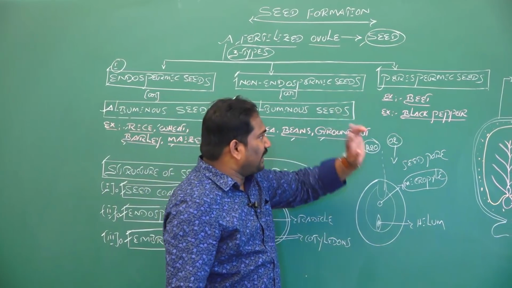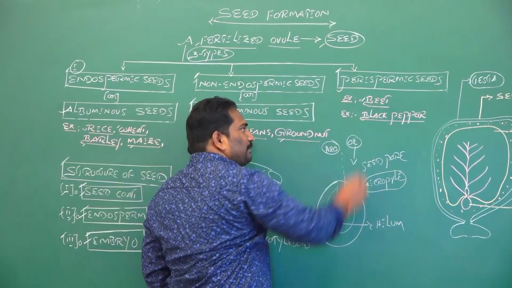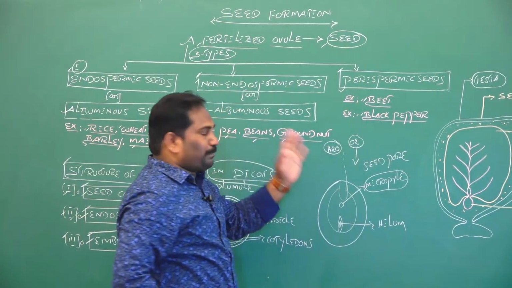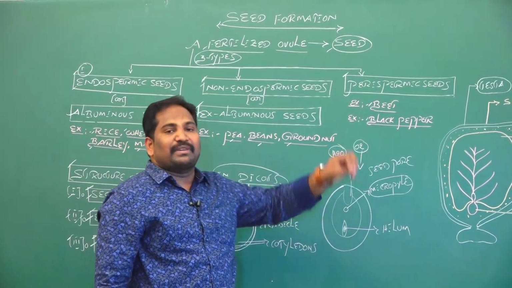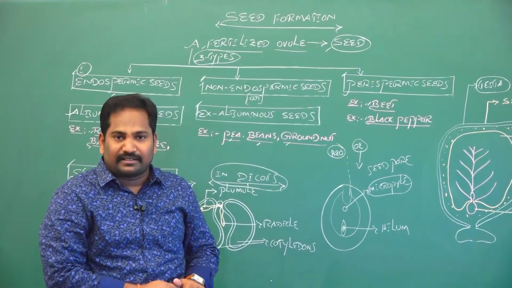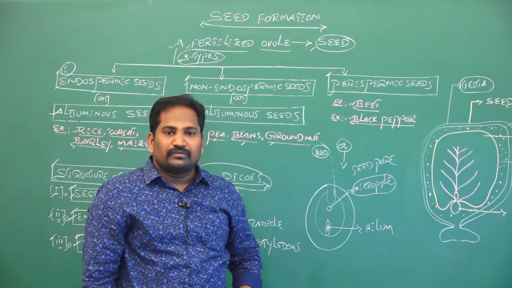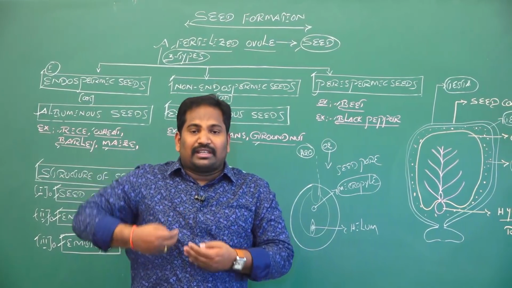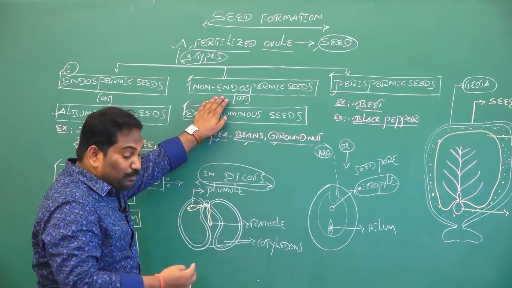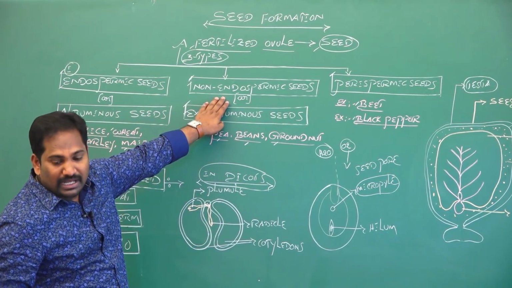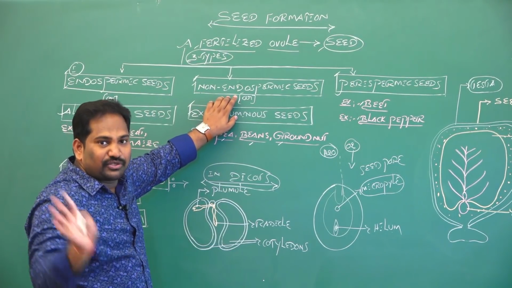The third type of seed is perispermic seeds. Examples for perispermic seeds are beet and black pepper. Sir, what are perispermic seeds? Generally, in the structure of a seed, the nutrition for the growing embryo is the endosperm. In non-endospermic seeds, before maturation of the seed, the endosperm is completely consumed, but the embryo is not yet mature.